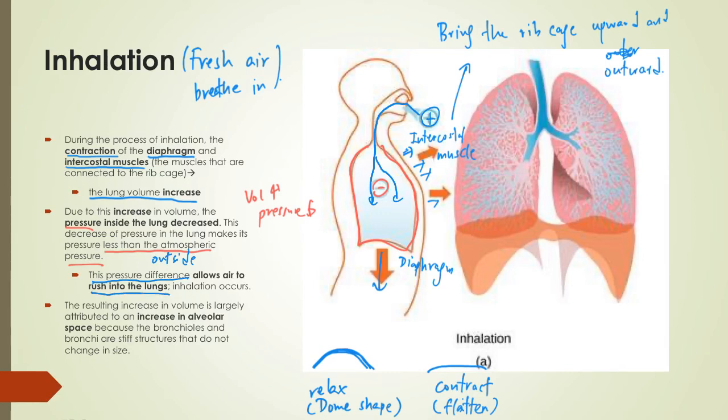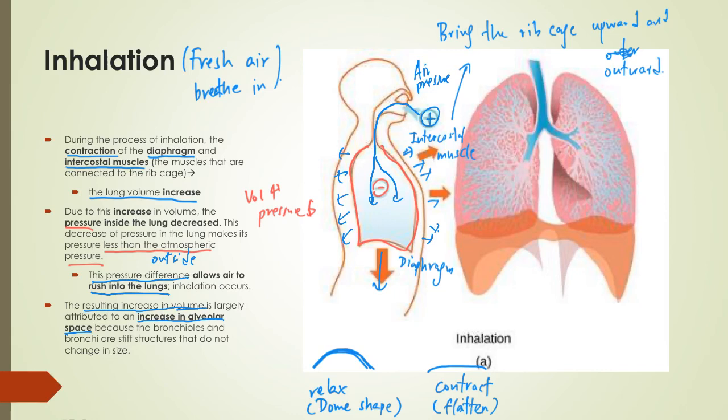So that's why the air is drawn into the lung. The air rushes into the lung because the air pressure outside is higher than the air pressure inside the lung. And because of the air rushing in, it also increases the volume of your lung and the alveolar space, which makes your lung look bigger.